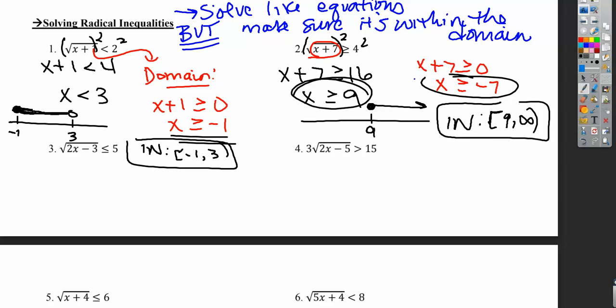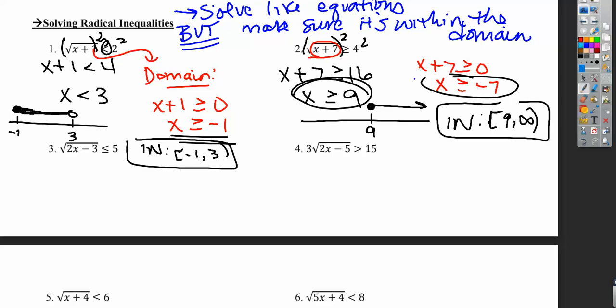So in reality, I'm really only having to restrict my domain with my solution when I'm solving an inequality with a less than sign, because that's when it could potentially be going into the negative numbers, which could cause my answers to become imaginary.